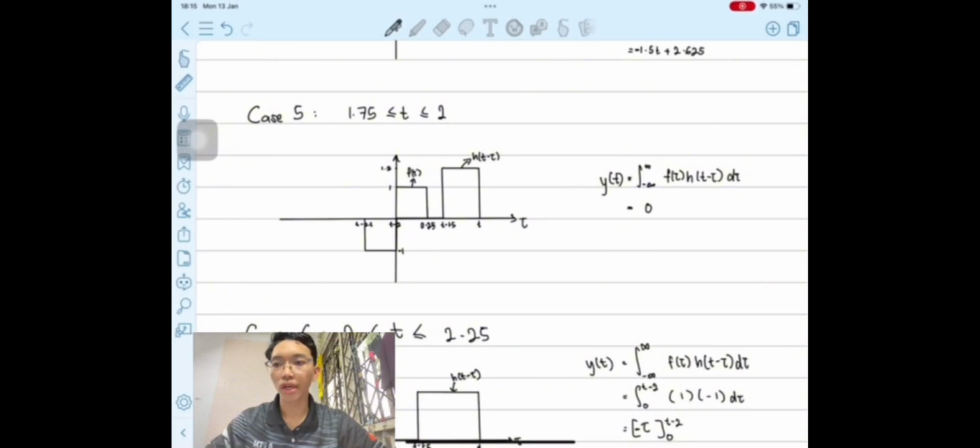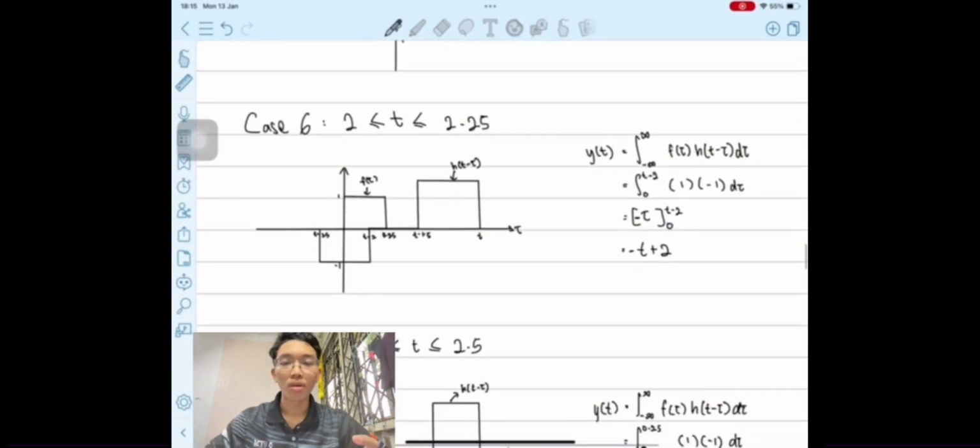So we'll see in the graph there is no overlap for the two signals f(tau) and h(t minus tau). So we'll get the same result as case 1, which is 0. For case 6, the range of t is 2 until 2.25. So we'll see the overlap range is 0 until t minus 2. For 0 until t minus 2, 1 multiplied with negative 1, since h(t minus tau) is already negative 1 in the graph, so we'll get the result of negative t plus 2.